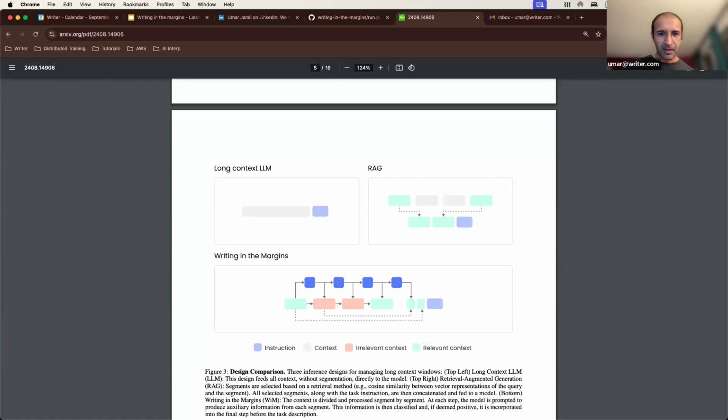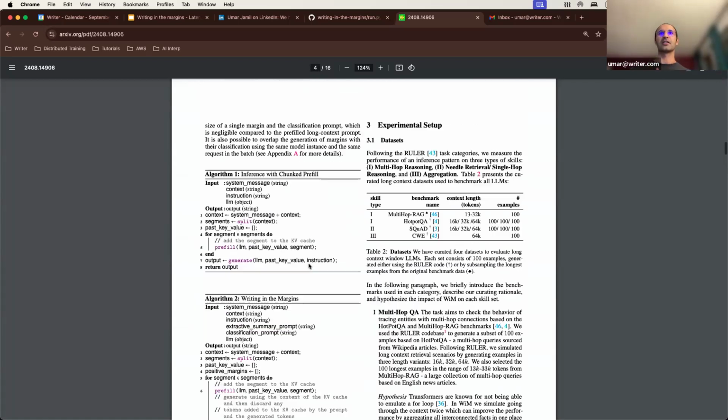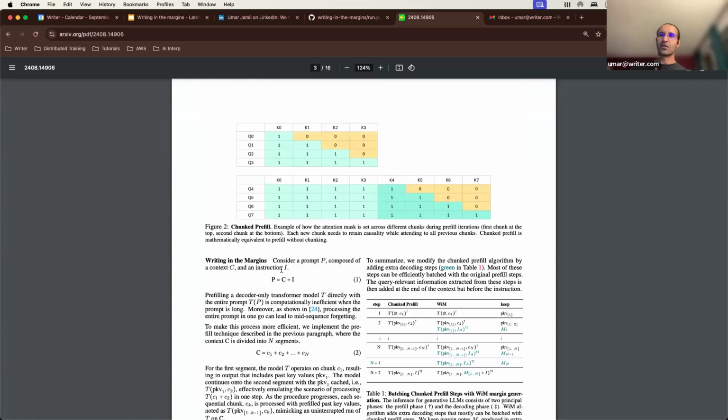Is the extractive summary prompt just the instruction to produce the margin? Yes. The extractive summary prompt is basically a prompt that we add after each chunk to extract relevant information about that query. It's not just to find the relevant information, but about the specific query, because this inference pattern that we introduced is specific for those prompts that are composed of a context plus an instruction. So we always know what the instruction is. That's why this is the best use of this inference pattern.